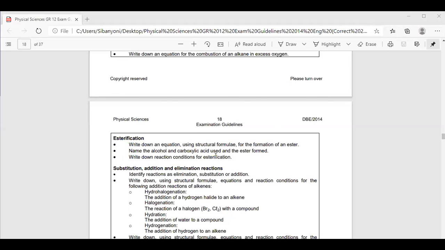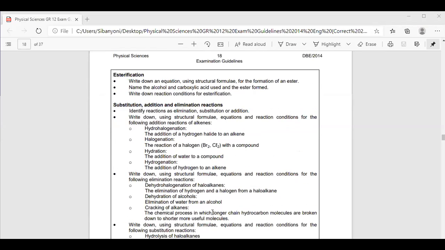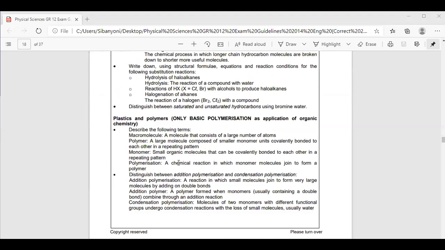And lastly there, write down the reaction conditions for esterification, which is essentially what I've just told you here. You need sulfuric acid. H2SO4 is the chemical formula, and you need to know the use. So we say it is used as a catalyst, and also you need to provide heat. Furthermore, we will look at substitution reactions, addition reactions, as well as elimination reactions for different types of organic molecules and different homologous series.